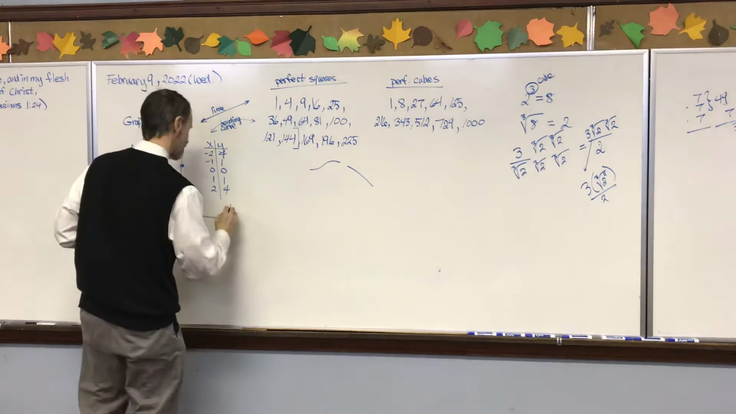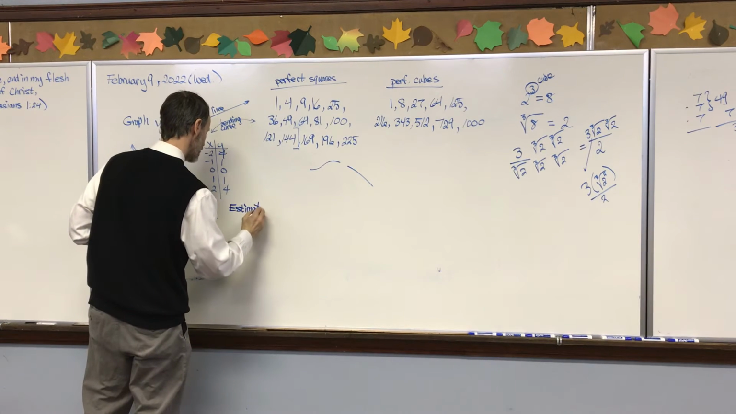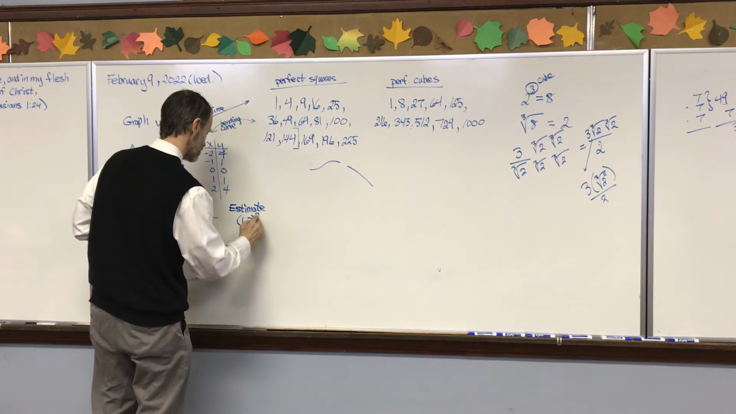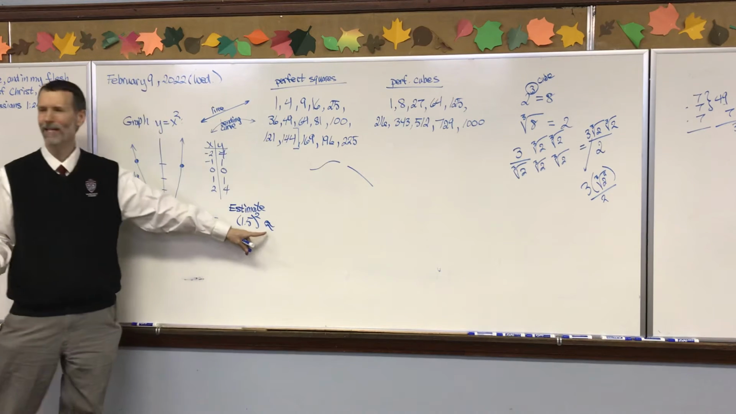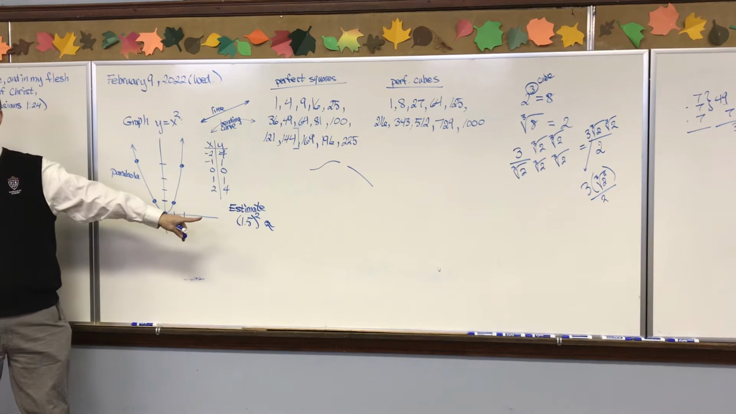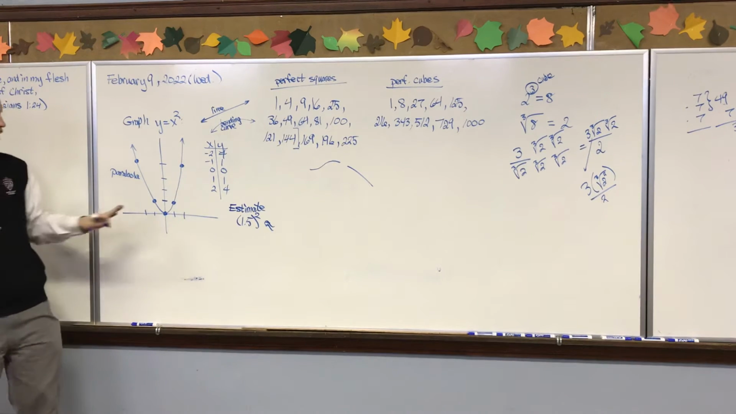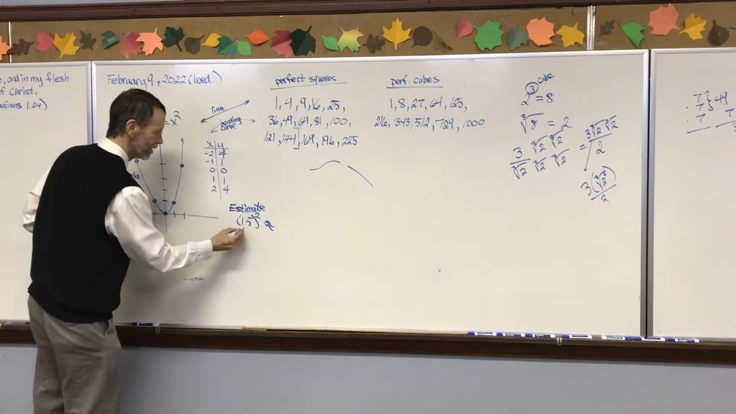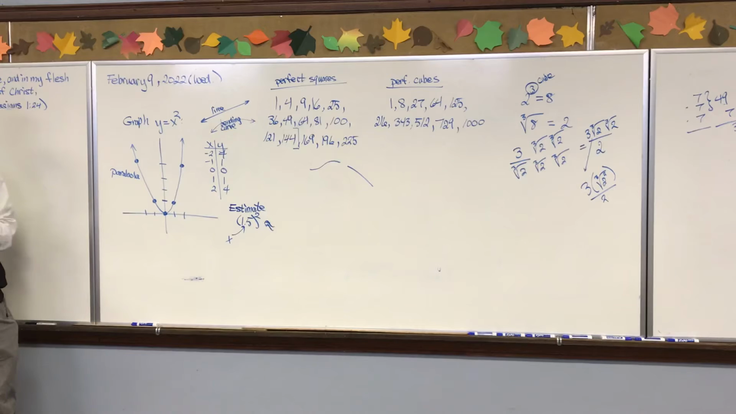I want you to estimate (1.5) squared. And by the way, estimate, have you seen this sort of squiggly equal sign? Do you know what that means? It means approximate. It means roughly, close to. Here's what you do. This is x. Estimate what the answer will be.